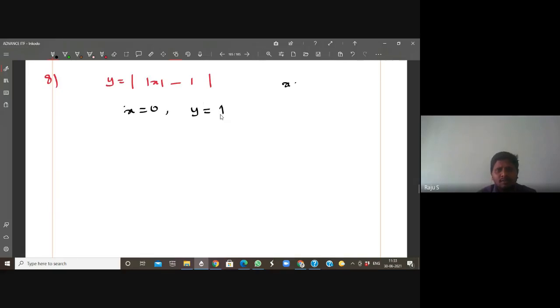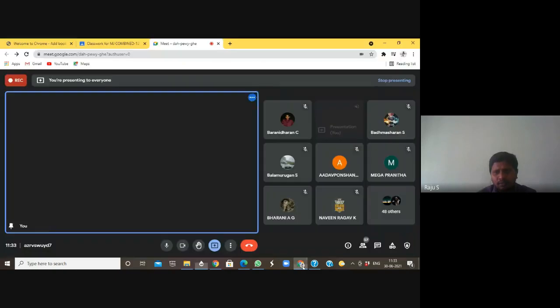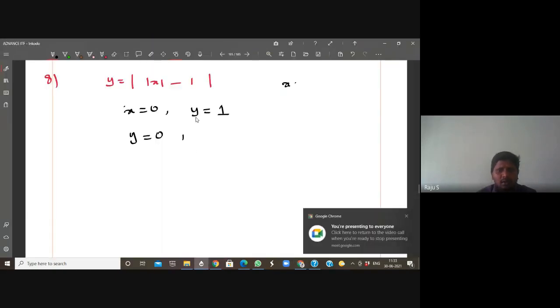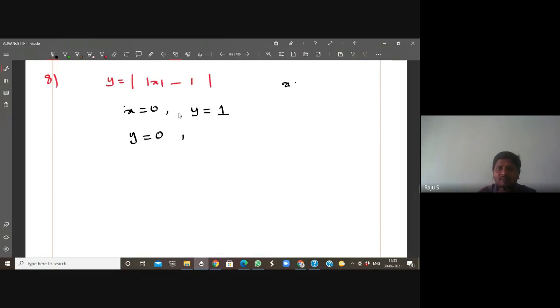Y value is 1. Am I right? When I substitute y is equal to 0, what are the x values? Can you understand here? Whenever you want to draw the graphical representation, the graph of a given function, you must substitute x value 0 and y value 0. We are going to get the corresponding x and y values. When I substitute x is equal to 0, we got y is equal to 1. When I substitute y is equal to 0, what about the x values here?